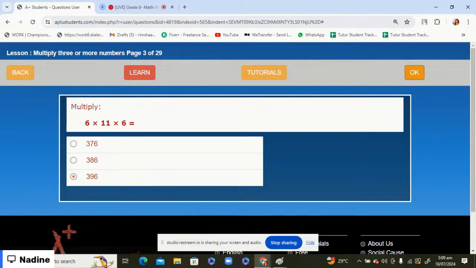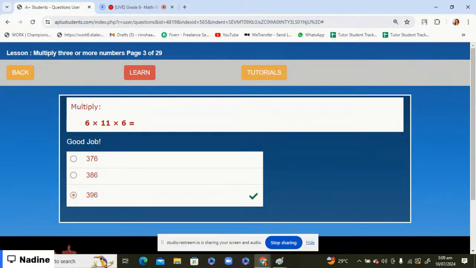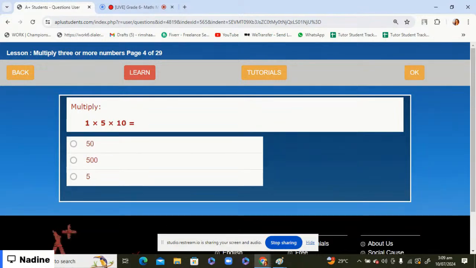So when we see, this is the answer. So 1 times 5 times 10. So 5 times 1 is 5 and 5 times 10 is 50. This is easy, then that is the answer.